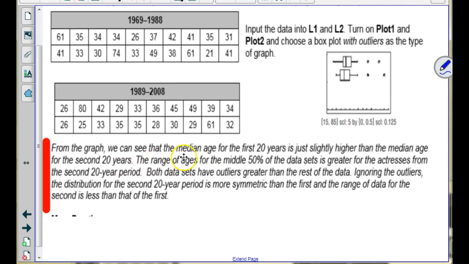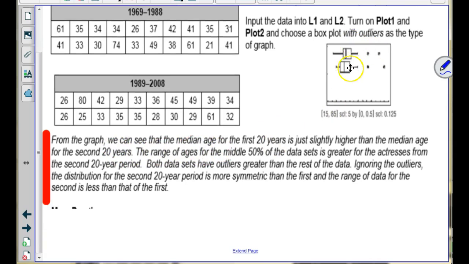Okay. It says from the graph, we can see that the median age, which is the middle of the box, for the first 20 years is slightly higher than the median age for the second. That's the middle of the box, was slightly higher. The range of ages for the middle 50%, the length of the box, is also slightly higher, right? For the top one. Both sets have outliers greater than the rest of the data. Ignoring the outliers, the distribution for the 20-year period is more symmetric for the first one. This is more equally spread out than the second one, which I probably wouldn't have mentioned if I was doing it. But all right.